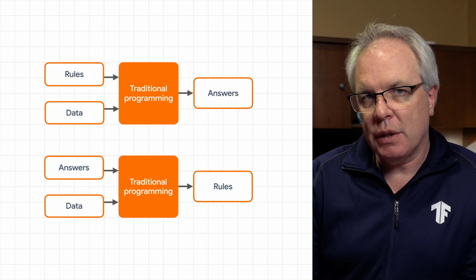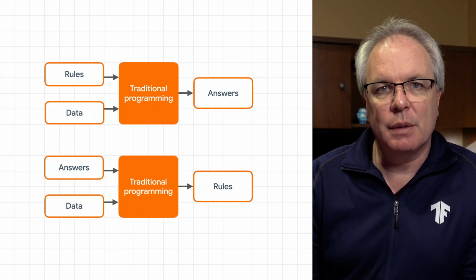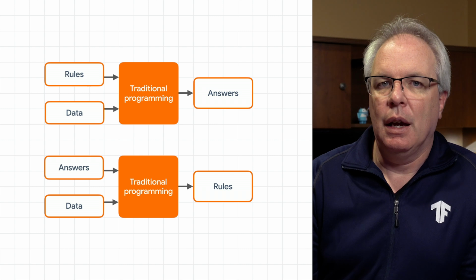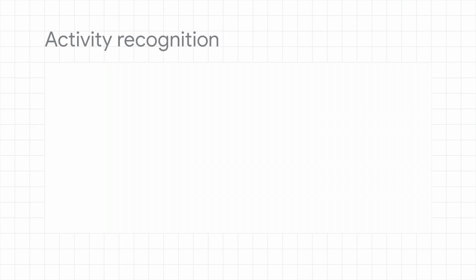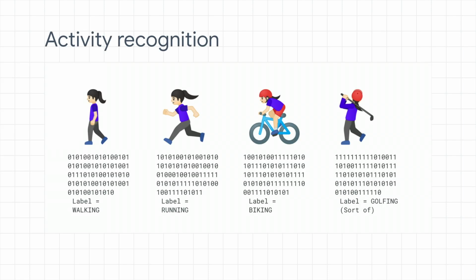So if we return to this diagram and consider machine learning to be answers and data fed in, and the rules get inferred from it, we could then change our activity recognition scenario. So what if you had lots and lots of people wearing your sensor, and say that they're walking and that you've captured that data? Similar for running, biking, and yes, even golfing. What if you then looked at that data and had a way to figure out how to match the patterns to the label?